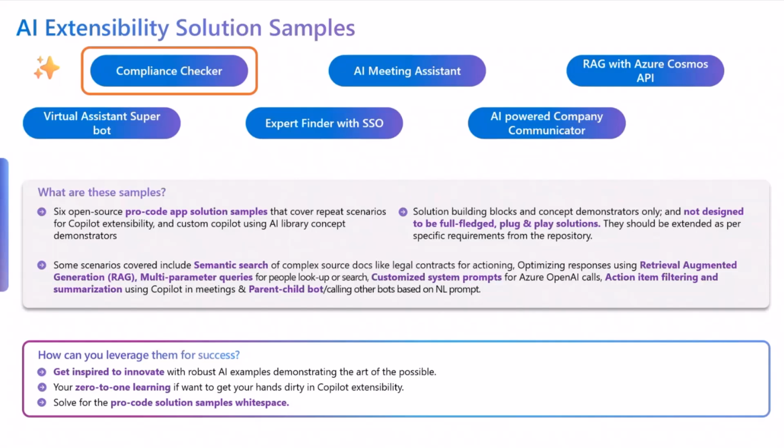Then we have a virtual assistant superbot. Like I said, this demonstrates the superbot, parent bot, child bot concept. So if you have a superbot that recognizes intent, can it call subbots based on that intent? Finally, one of the big things that we realize is that people get confused or struggle with how to do SSO with Copilot. So there's an expert finder bot that has SSO, that demos SSO with Copilot.